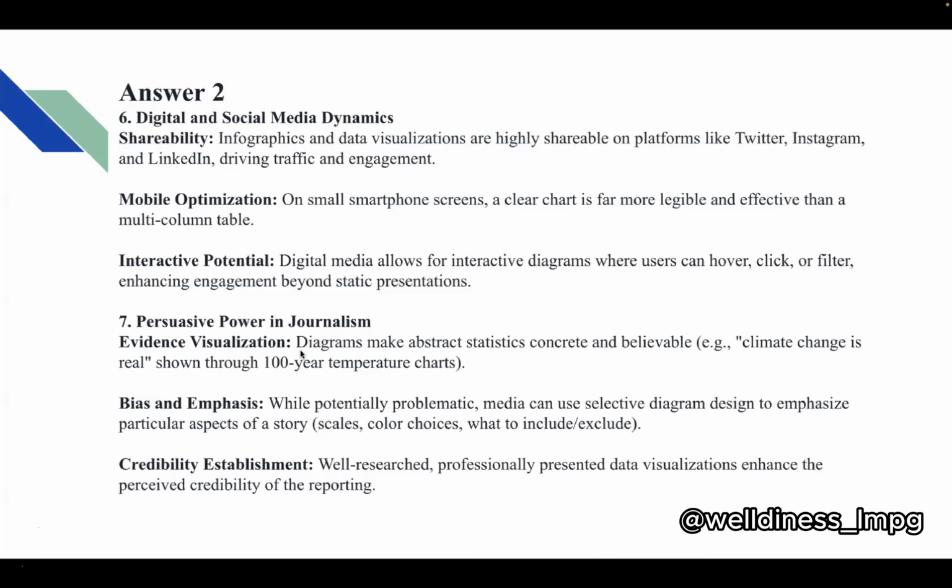We also have persuasive power in journalism. Evidence visualization. Diagrams make abstract statistics concrete and believable, e.g. climate change is real, shown through 100-year temperature charts. Bias and emphasis. While potentially problematic, media can use selective diagram design to emphasize particular aspects of a story, scales, color choices, what to include, exclude, and so on and so forth. Credibility establishment. Well-researched, professionally presented data visualizations enhance the perceived credibility of the reporting.